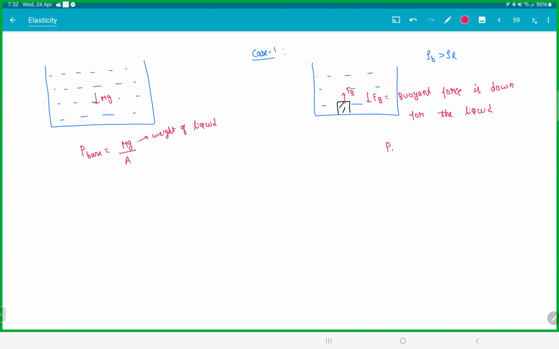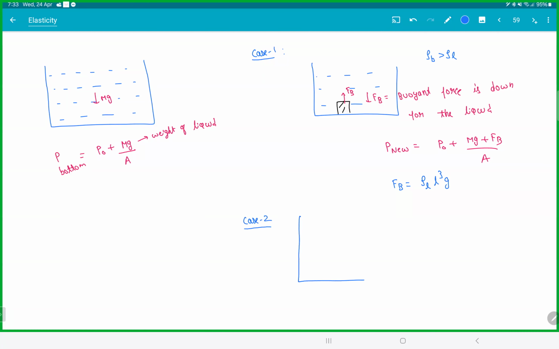Therefore, the new pressure at the bottom will be P naught plus mg by A. Now the new pressure will be atmosphere plus weight of the water plus buoyant force, by area. Do you agree? No need to find that height and all that stuff. If the liquid is pushing the block with FB, the block will push the liquid down with FB. So here, what is the buoyant force? Since it is completely sinking, the buoyant force will be rho liquid L cube into g.